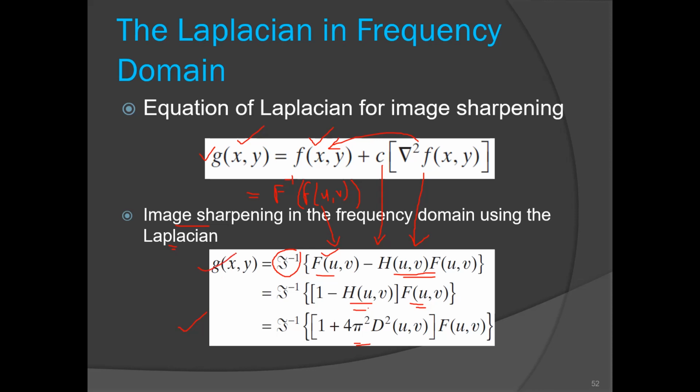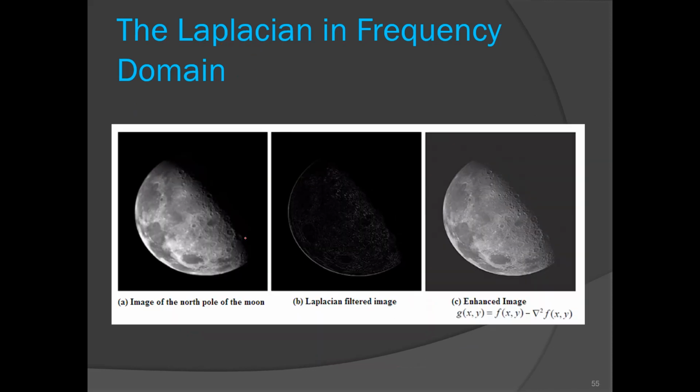So g of xy represents the processed image, f of uv is the Fourier transform of our original image, and this is the filter, the value of h of uv. Okay, so this is regarding Laplacian in the frequency domain, and this is one example.